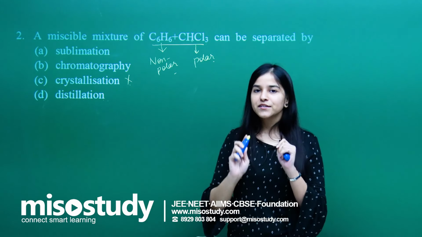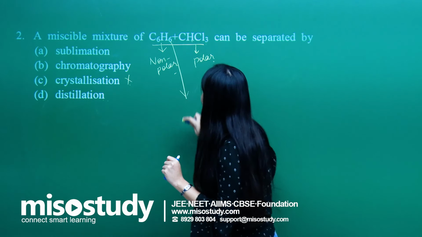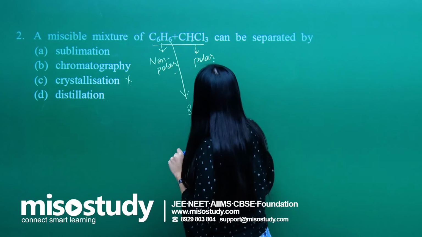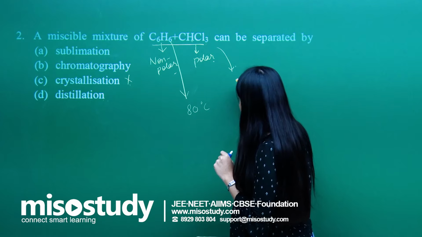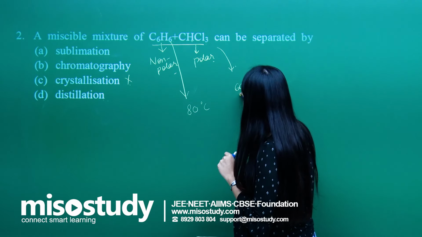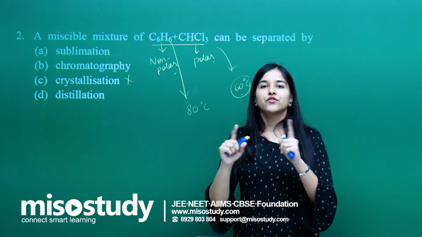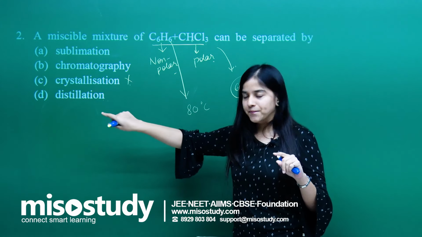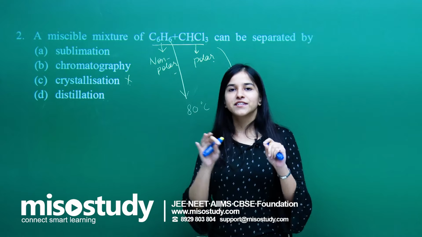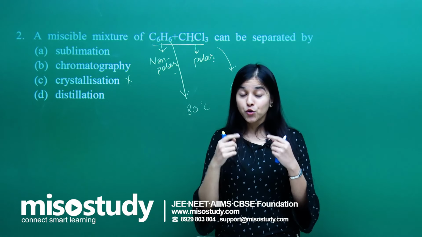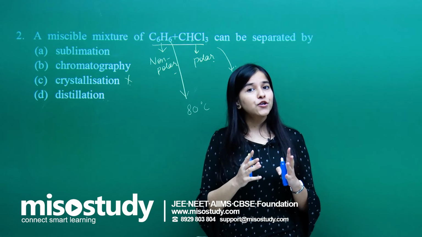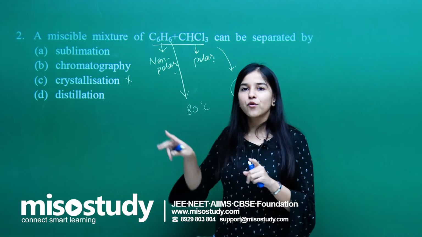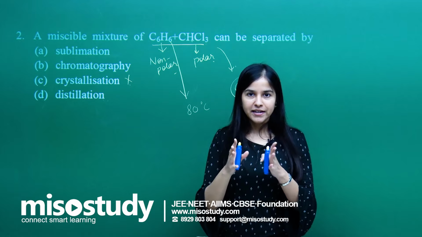If I look at the boiling points, the boiling point of benzene will be around 80 degrees Celsius, whereas for chloroform it's around 60 degrees Celsius. So there is a difference of 20 degrees Celsius in boiling points. So right, we can apply the method of distillation for the separation, and to be very precise, I can also use fractional distillation, because the two boiling points are closely related, right.